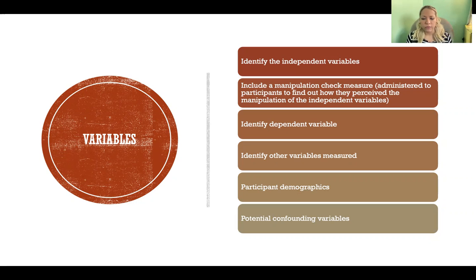You also need to identify the dependent variables. So what do you think is going to be affected by the manipulation of the independent variables? Identify any other variables that you plan to measure, including demographics and things like that, and identify any potential confounding variables. So if there are any variables that you think could sort of mask the effects of the independent variables or be mistaken, where the outcomes we think are from the independent variables, but that might be a mistake and it really was from the confounding variables.